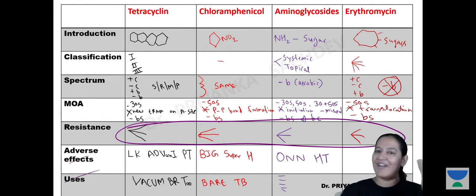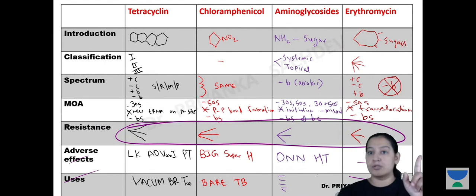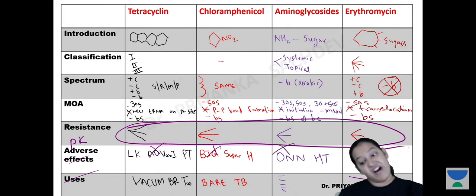Coming on adverse effect and uses, I will give you a mnemonic for both. Coming on adverse effect of erythromycin. Here pharmacokinetics is also important. Make a column of pharmacokinetics. It is not important in the first 3 drugs, but here pharmacokinetics is important.